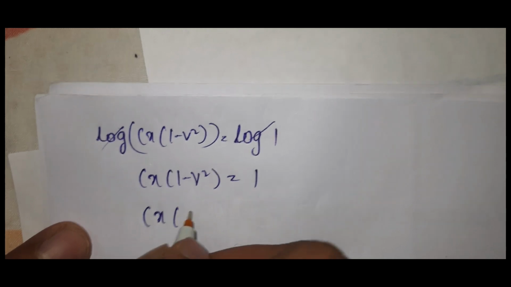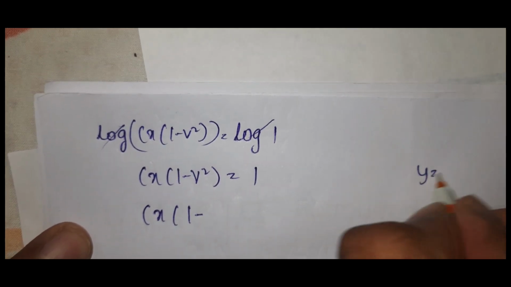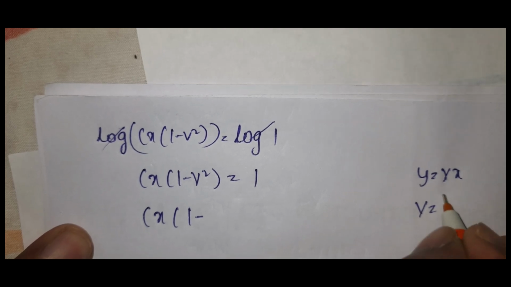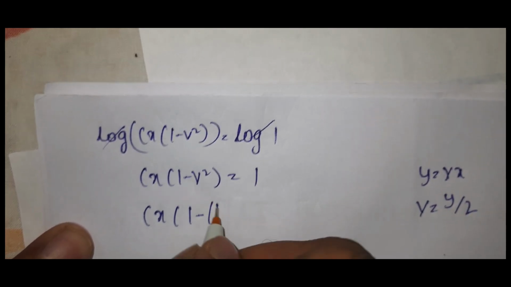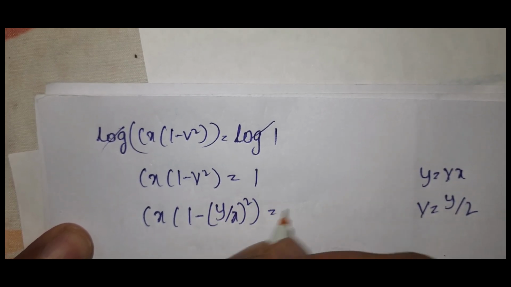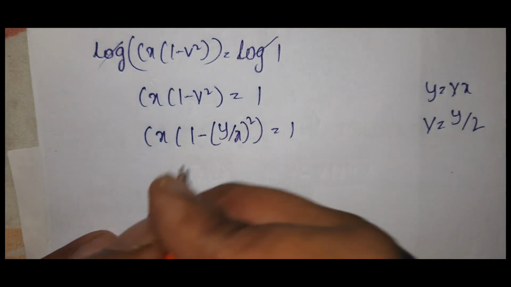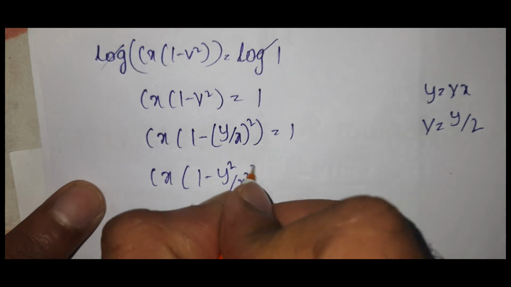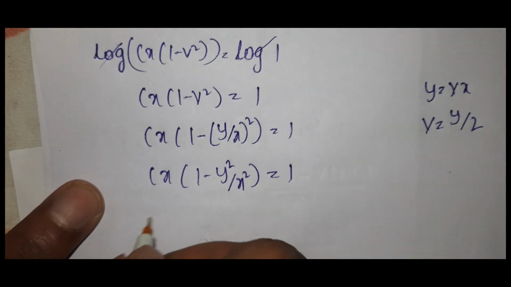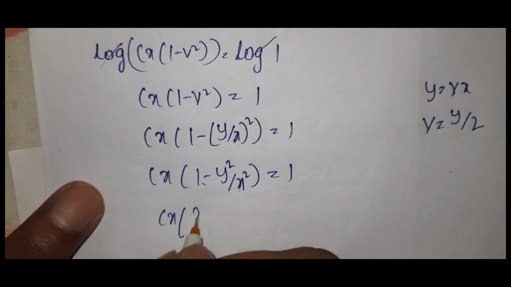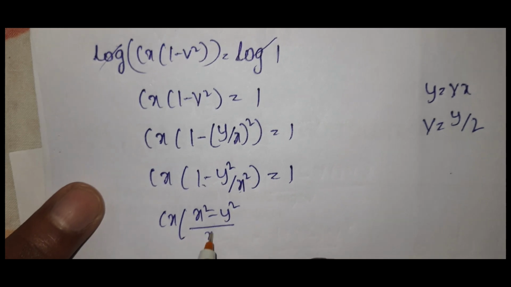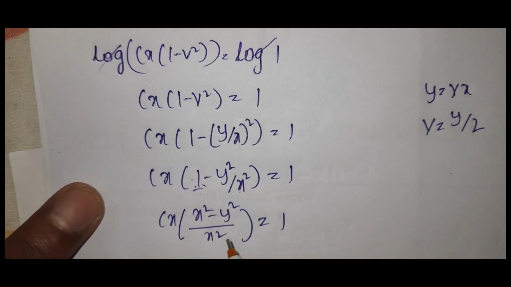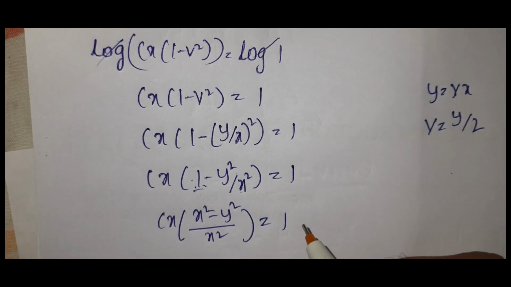We know that y is equal to vx, we took it, so what is the value of v? v is equal to y by x, so replace v by y by x whole square, equal to 1. cx of 1 minus y square by x square is equal to 1, cx of x square minus y square by x square is equal to 1. There is no denominator, so directly multiply this, x square minus y square is equal to 1.